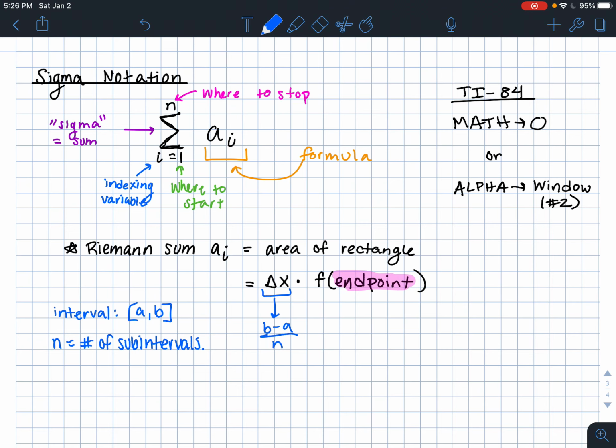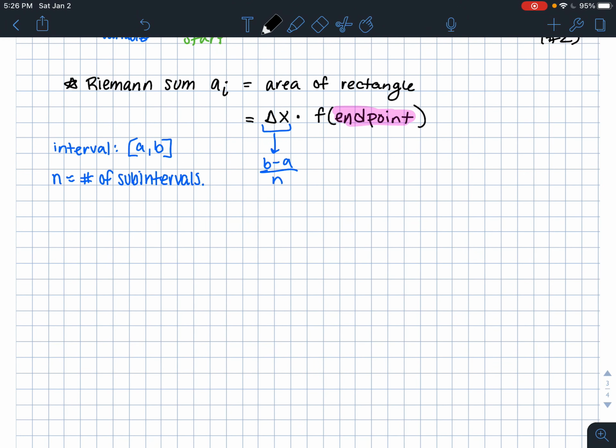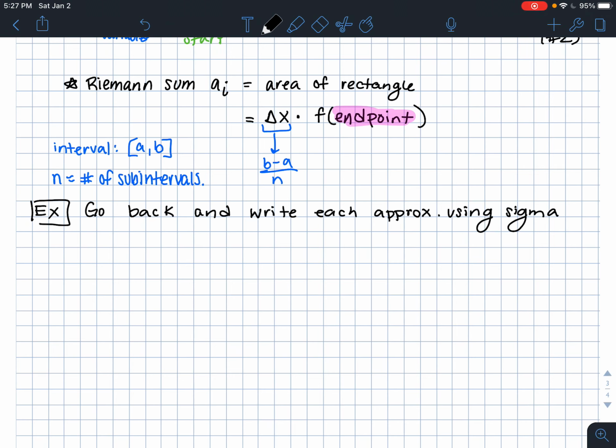Normally you're going to use equal widths, because otherwise your delta x becomes a formula and that becomes really hard to put into your calculator. So for our last portion, we're going to go back to the previous example and write a formula for each approximation using sigma notation, and verify the answer with a calculator.